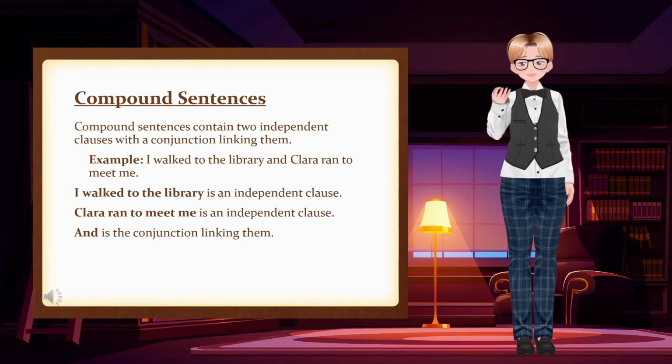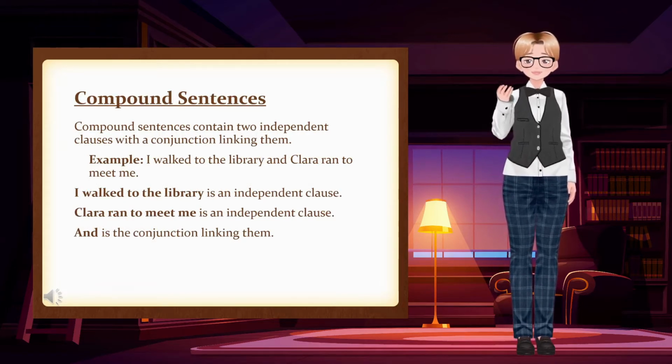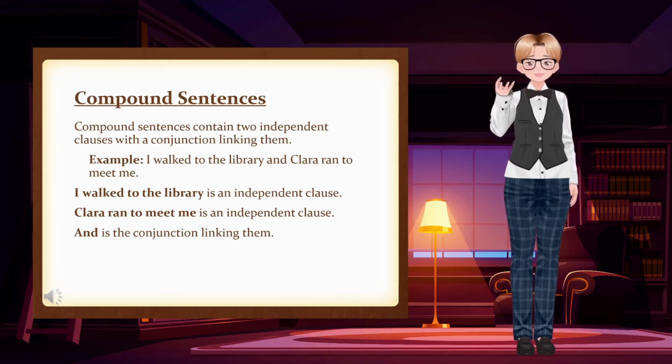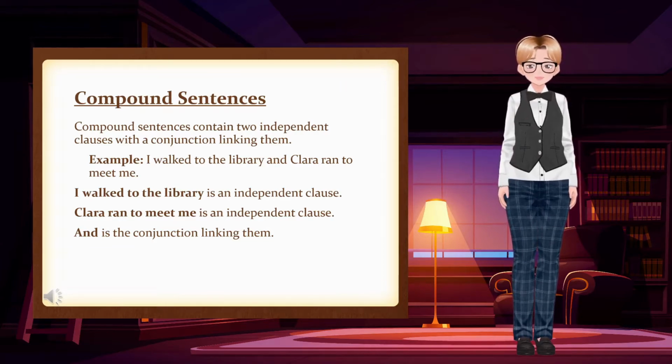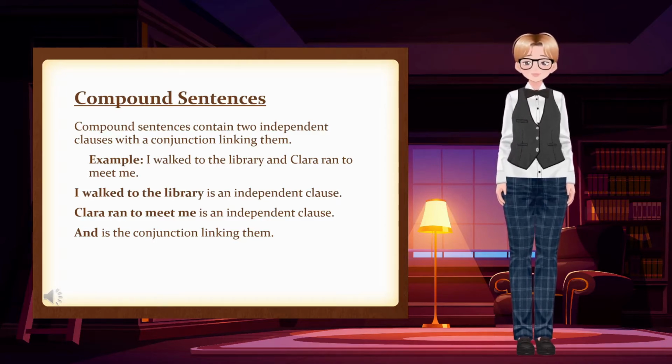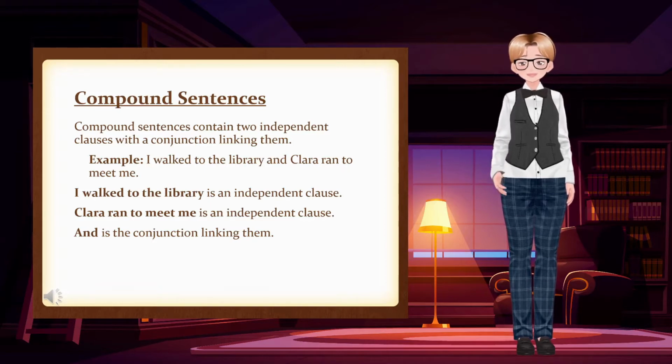Compound sentences contain two independent clauses with a conjunction linking them. For example, I walked to the library and Clara ran to meet me. I walked to the library is an independent clause. Clara ran to meet me is an independent clause. And is the conjunction linking them.